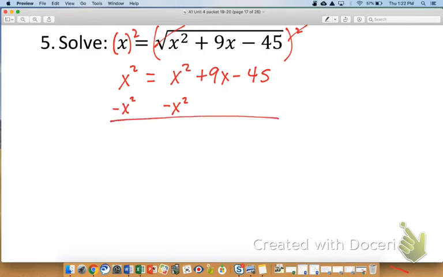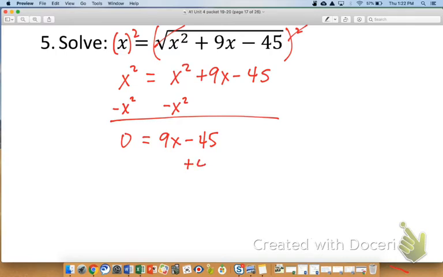This is where people will do some kind of silly stuff. What's x squared minus x squared? It's 0. So I would get 0 equals 9x minus 45. Oh, hang on. I'm so sorry. I was about to say, this is where people see that 0 and they freak out a little bit and think, oh my gosh, the 0 is a massive problem. It's not. What do we do?